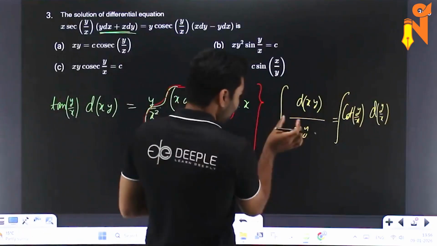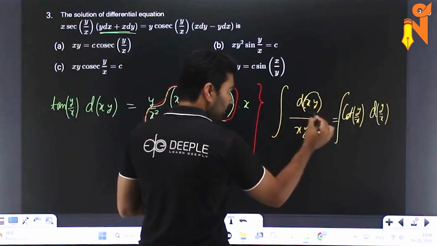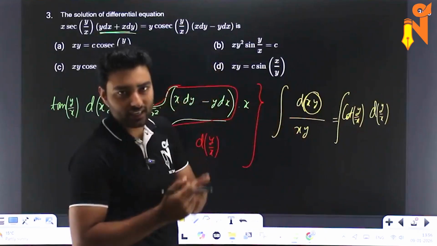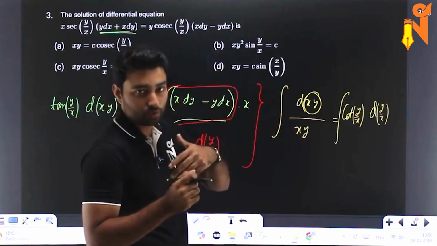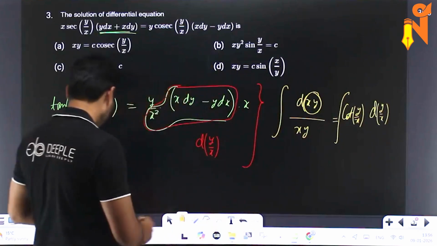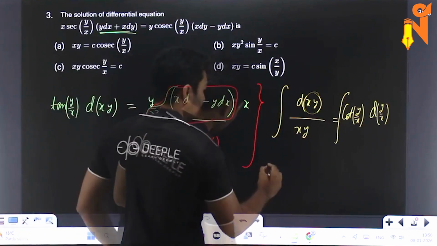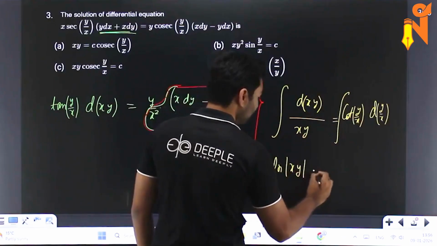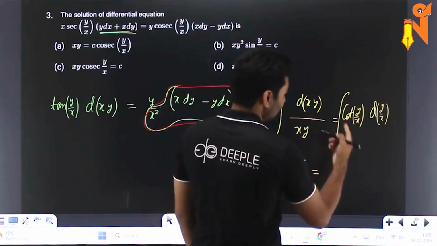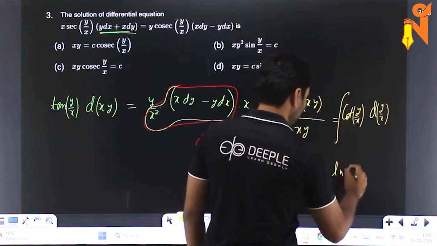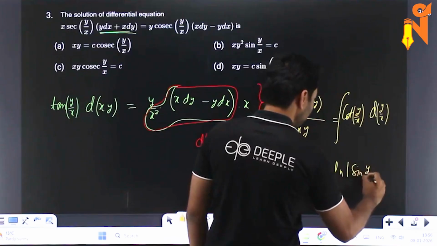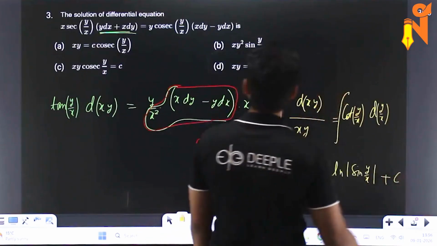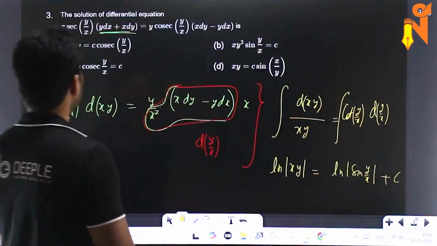Now what is this? Whatever is written here is exactly the same here. That means you can say this is d of x upon x, like dx upon x. So ln x, log x, but with mod. We will try to be more accurate. And the integration of cot is ln mod sine of y by x. Nice. Then plus c, obviously. What is given here? Nothing is given. Fine. This is the answer.